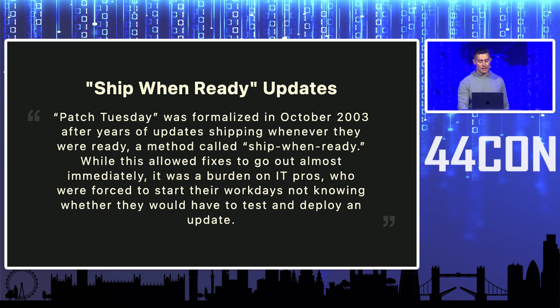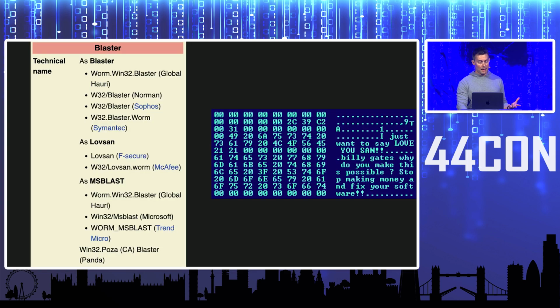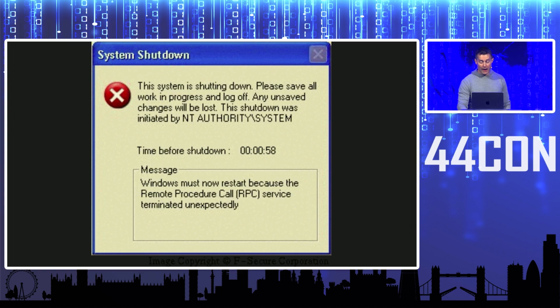The more details on this is there used to be these ship-when-ready updates that were hard for IT pros. The MS Blaster worm was the other reason. There's many names for that. Here's a screenshot of a hex dump of what that was. There was a little note for Bill Gates in there: "Why do you make this possible? Stop making money and fix your software." This is kind of a funny, probably not funny at the time, but today, looking back, it's pretty funny. This is what you would see when that Blaster worm was going out.